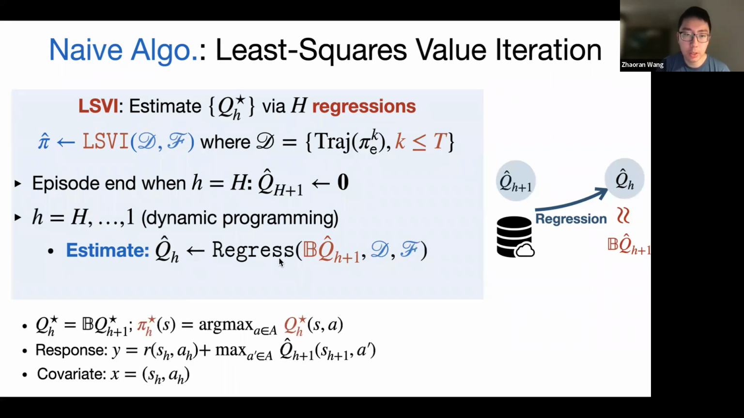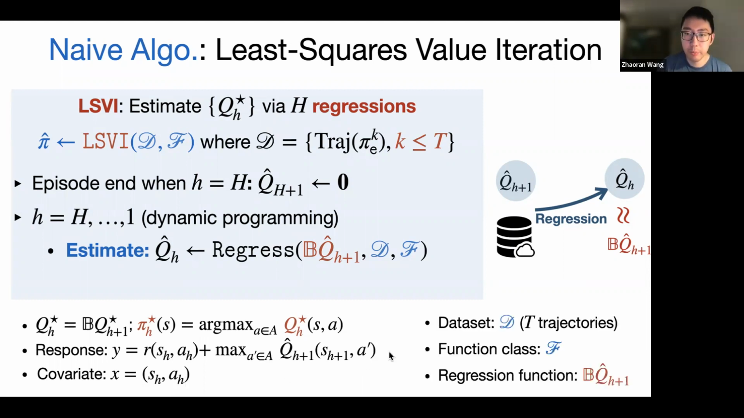If you write down this regression problem, we can explicitly write down the y and x, where y is the reward plus the max of the previous Q function, and x is just the current state and action. Okay, so that's clear. The things we have are, again, the data set and the function class, and this is unknown. So the regression function, the Bellman operator applied to Q hat, is unknown.